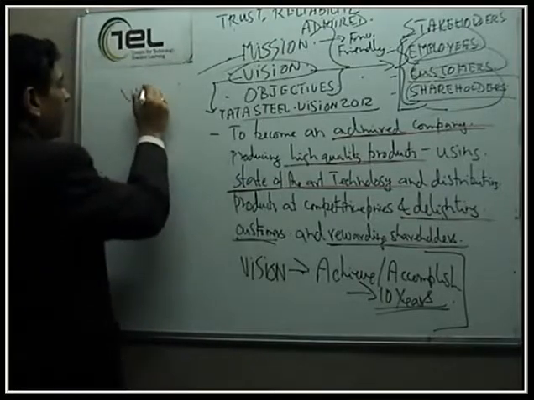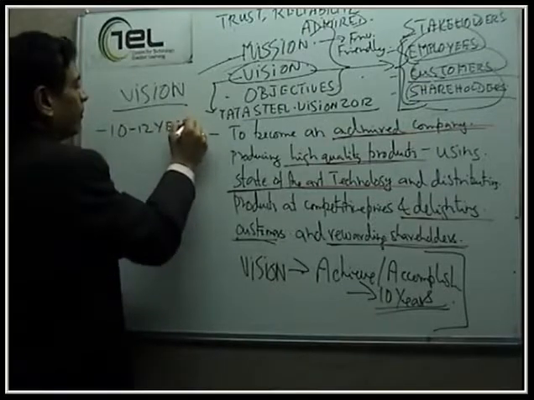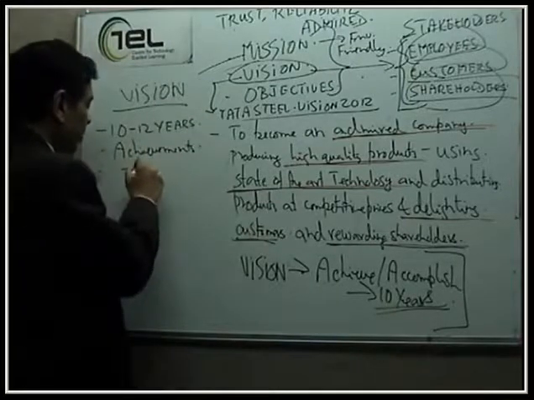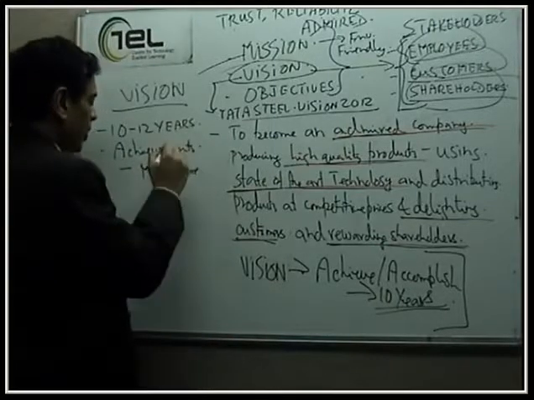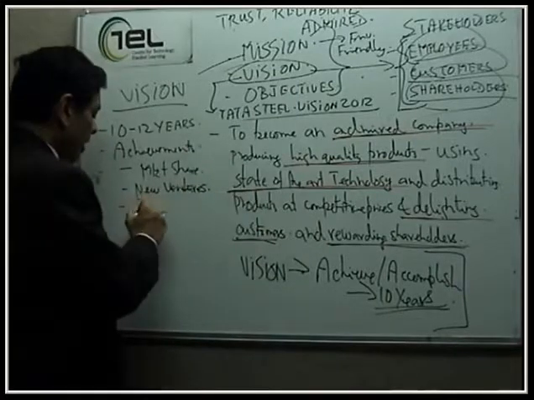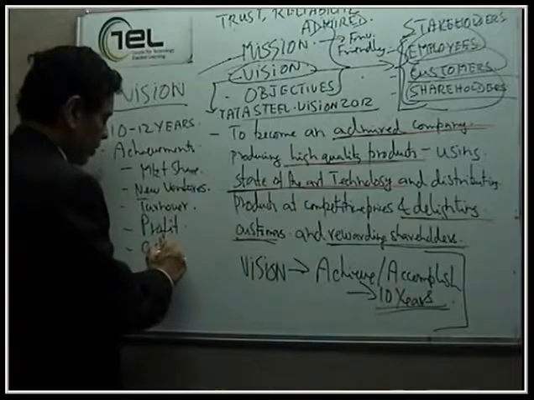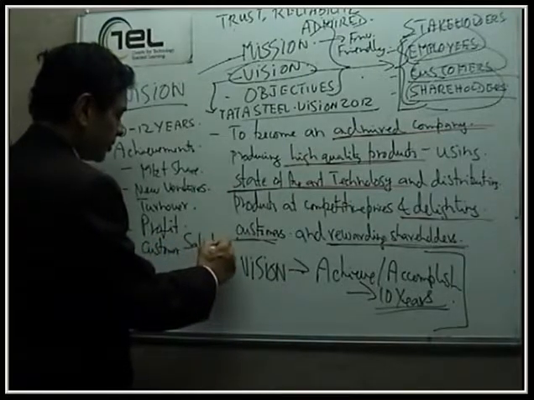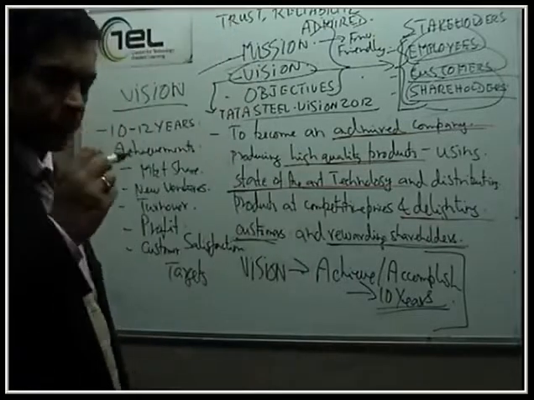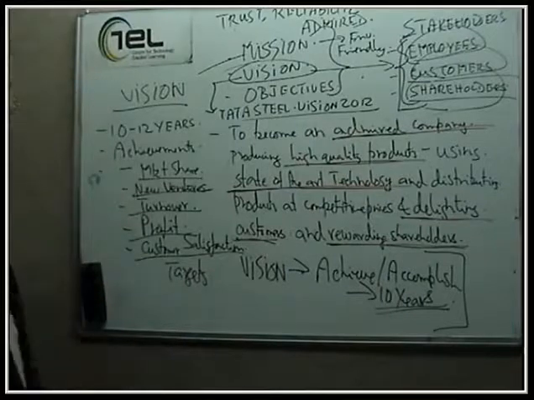Vision says where you foresee yourself in the next 10 or 12 years. This is just an example. What will be your achievements by then? In terms of business, we can look at market share. It could be new ventures. It also looks at turnover targets and profit targets. And of course, customer satisfaction targets. We look at market share, new ventures, turnover, profits, and customer satisfaction targets. All these are highlighted in the vision statement.